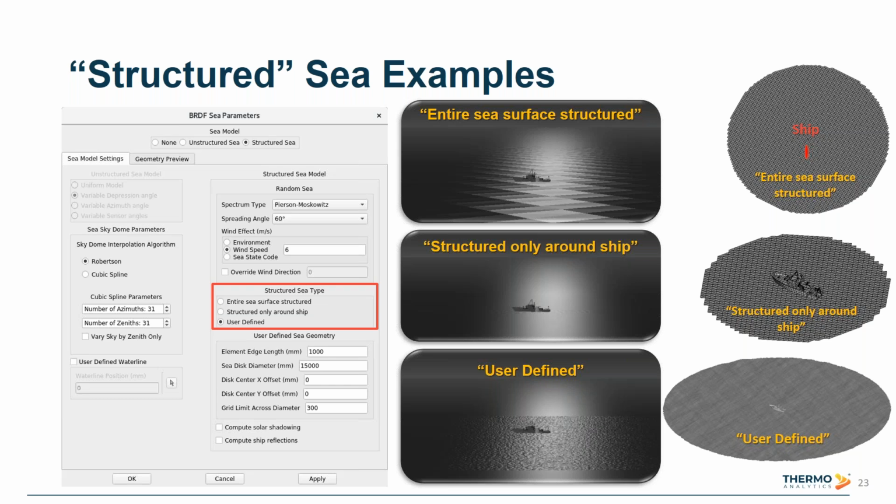The user-defined type offers the most customization of the 3. The settings that you can see below the red box there show the different options that can be set up, such as element size and sea disk diameter. This will create the most accurate looking images from most angles, as long as the user sets it up accordingly in the first place.